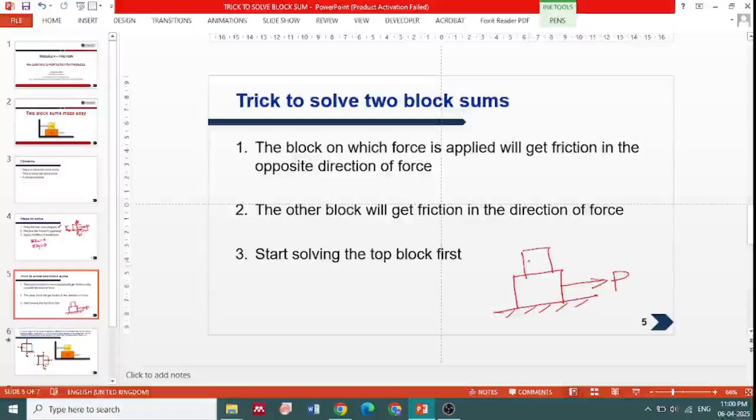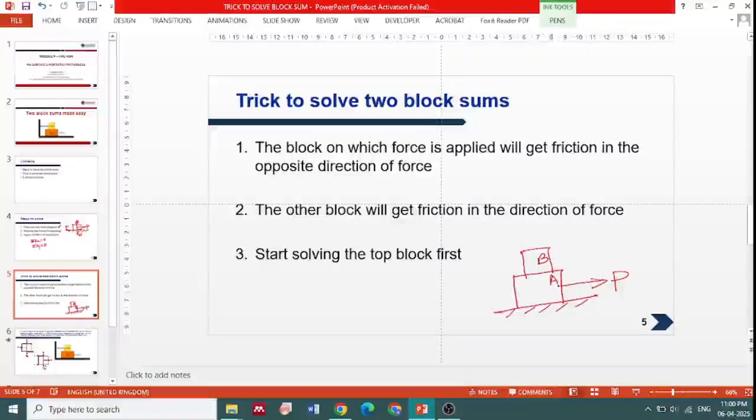Now the most confusing thing here is where the frictional force will act. Suppose this block is A and this block is B. What will be the direction of frictional force for block A and what will be the direction of frictional force for block B? This is the most confusing thing, so let us make it easy. I have some tricks for you. The block on which force is applied will get the friction in the opposite direction of the force.